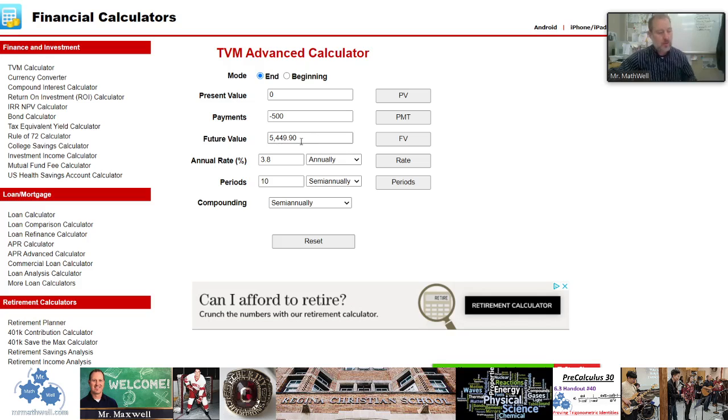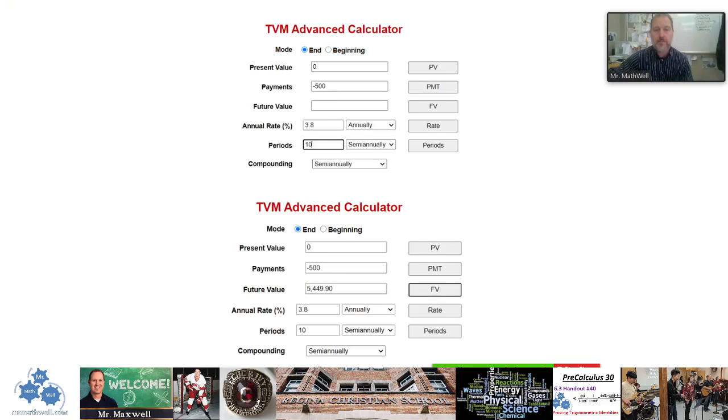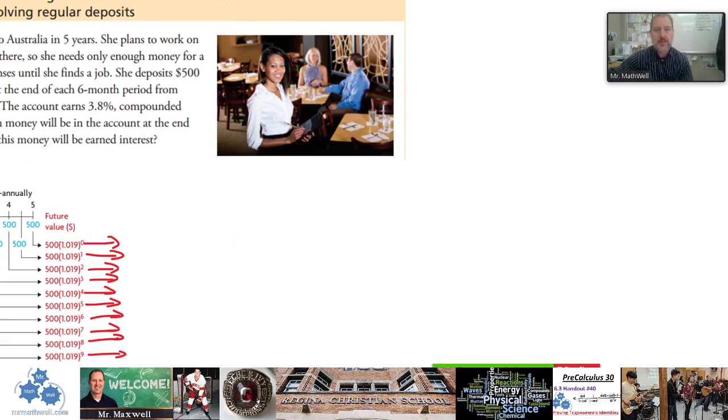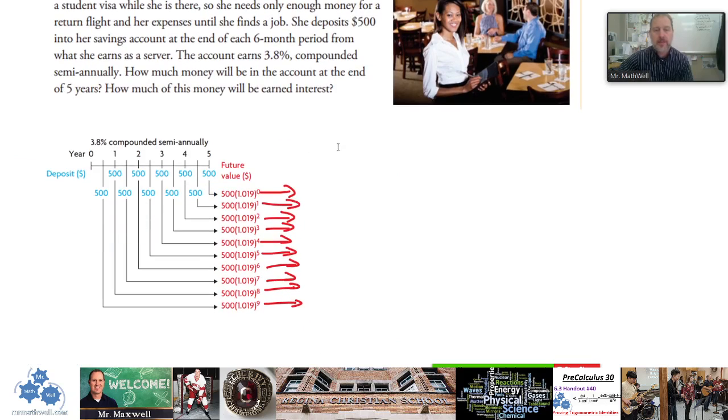$5,449.90. So that is the future value in this question. And that's just using the graphing technology there. So what was that? That was all of this added up. What you would normally have to do, the calculator did all that for us. 5,449.90.